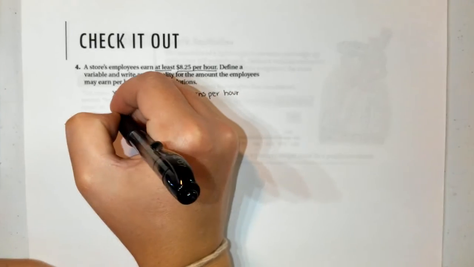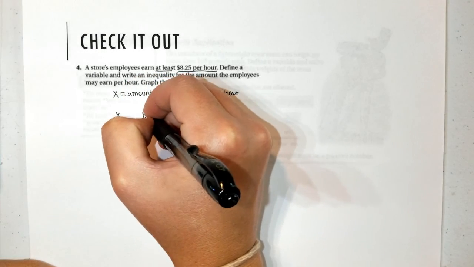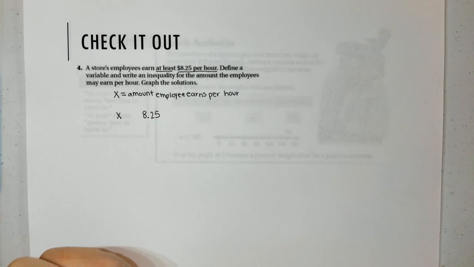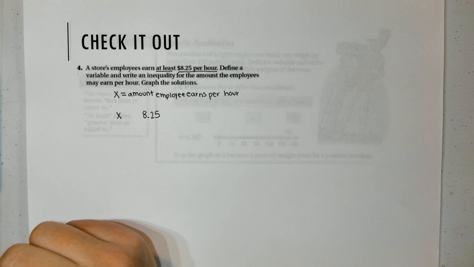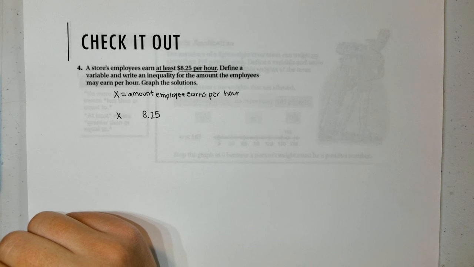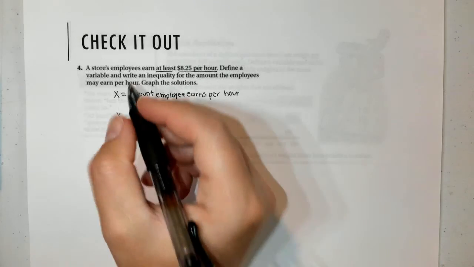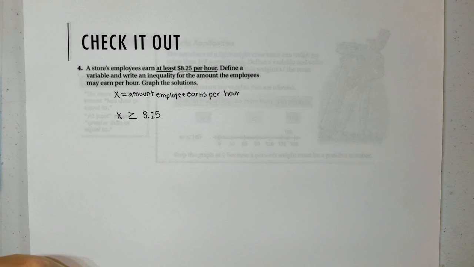So I have x. I'm going to leave a space. My important number is $8.25. At least $8.25. So at least means it can be equal to $8.25 or it has to be bigger. The smallest it can be is $8.25. So x is going to be greater than or equal to $8.25. Okay, so at least $8.25.